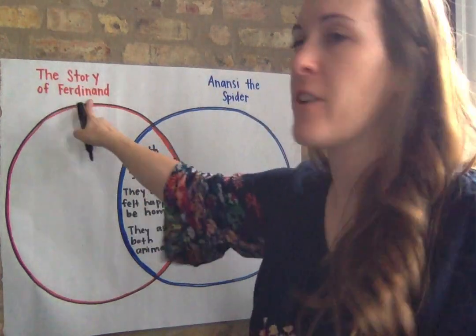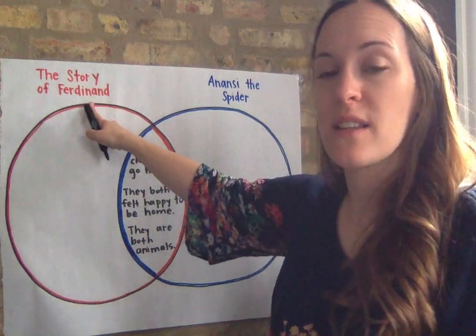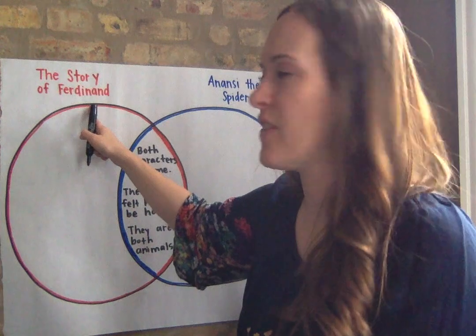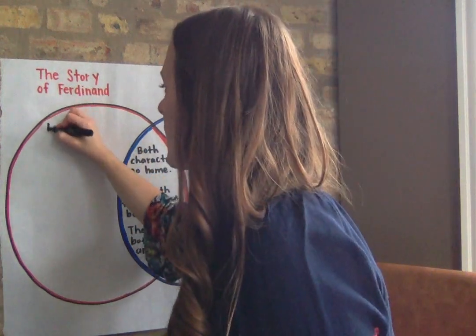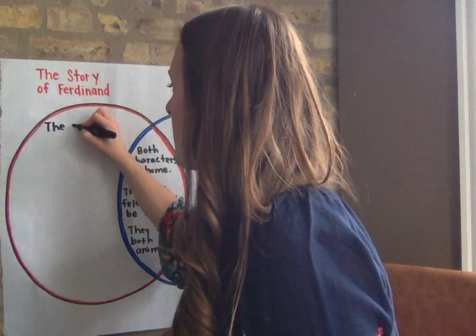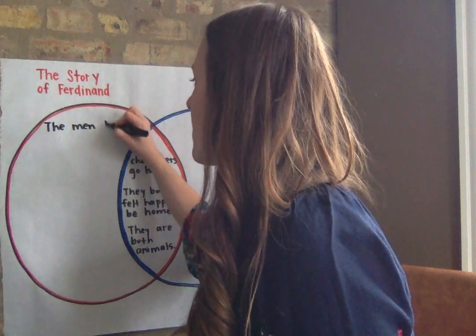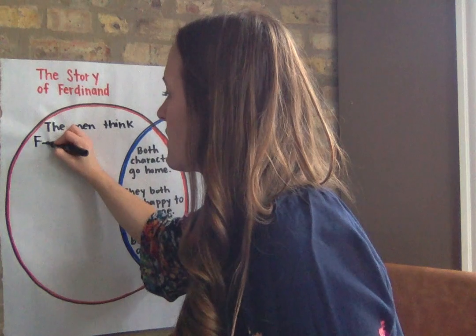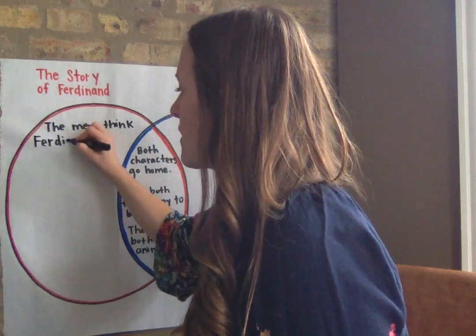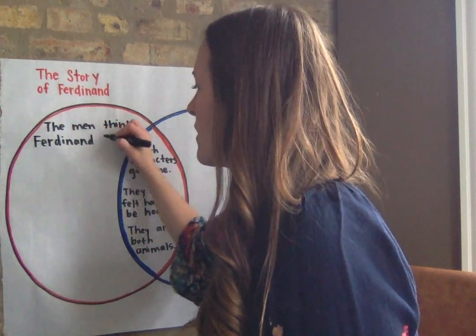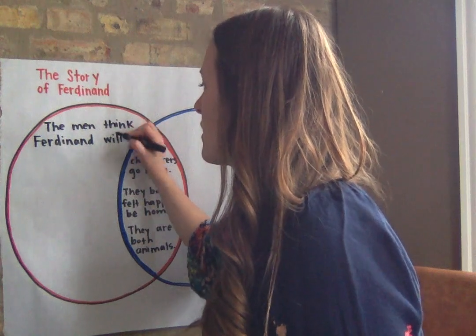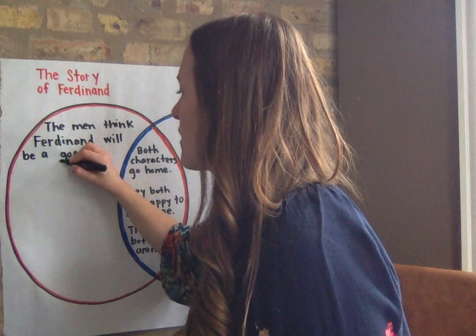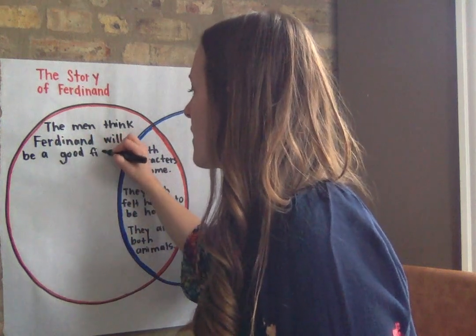In the story of Ferdinand, Ferdinand leaves home because the men who have the bullfight think that he's going to be a tough fighter. The men think Ferdinand will be a good fighter.